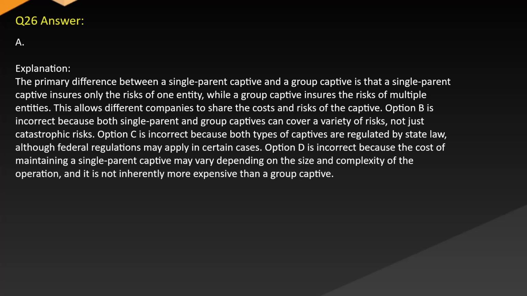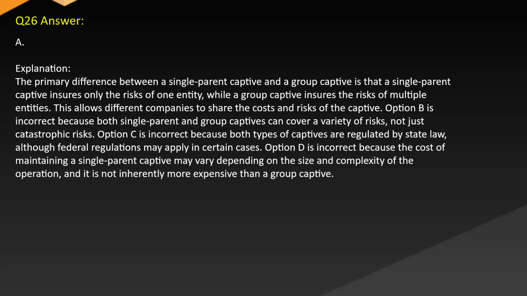Answer A. Explanation. The primary difference between a single-parent captive and a group captive is that a single-parent captive insures only the risks of one entity, while a group captive insures the risks of multiple entities. This allows different companies to share the costs and risks of the captive.